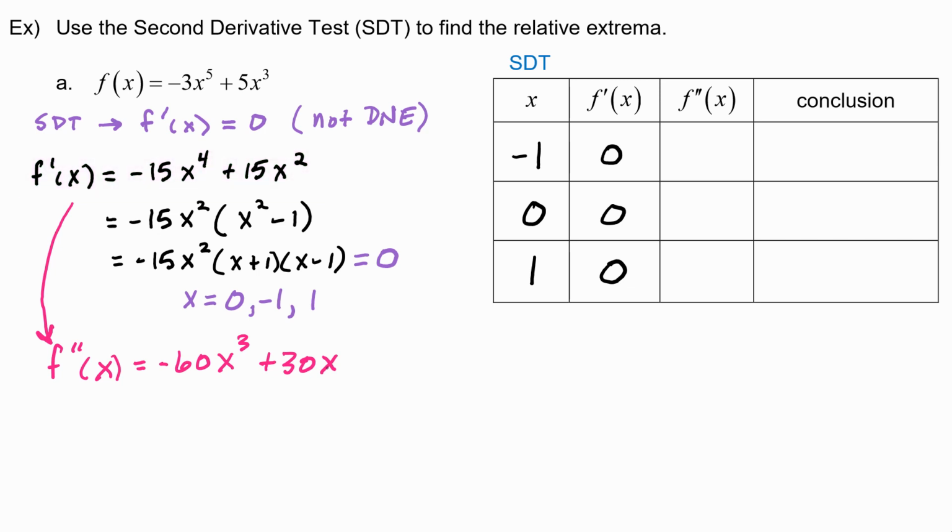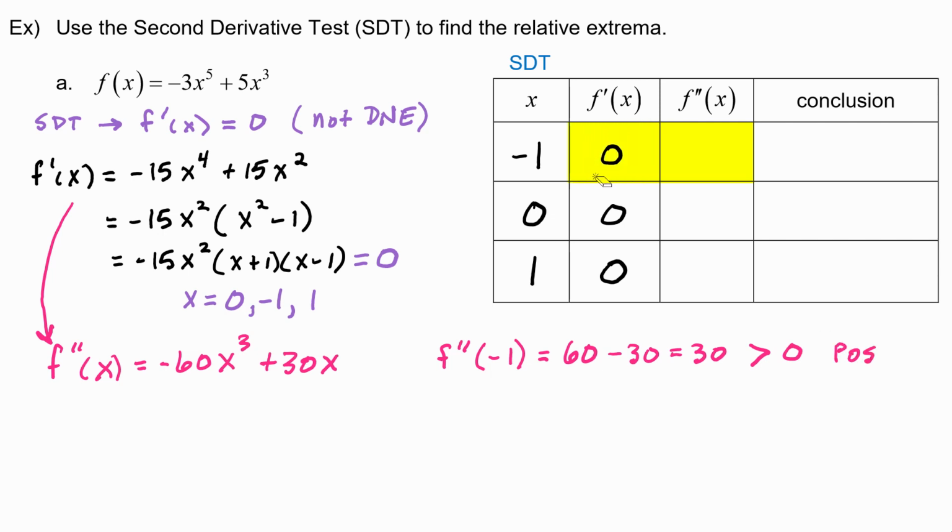And now all we need to know here is whether each of these values will yield a positive or a negative for f double prime. So f double prime of negative 1 would be, from this first term, negative 60 times negative 1, so that's a positive 60. Here we have 30 times negative 1, that's minus 30. This is equal to 30, which is a positive number.